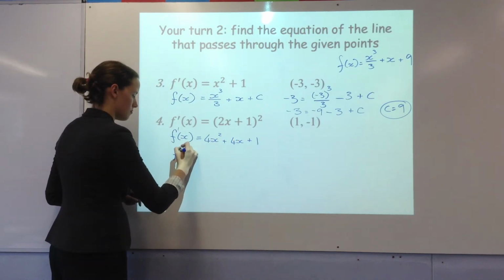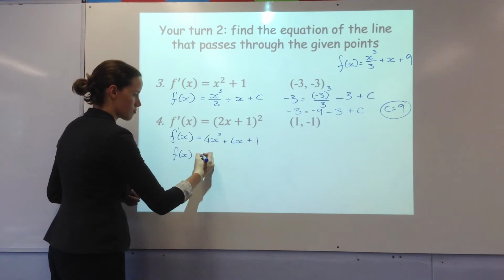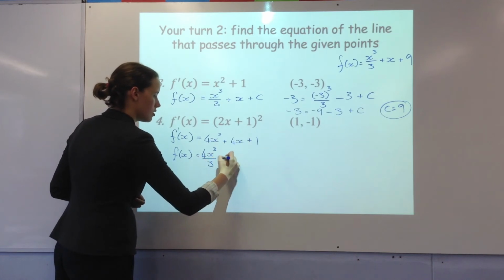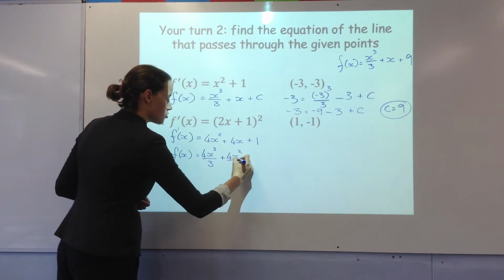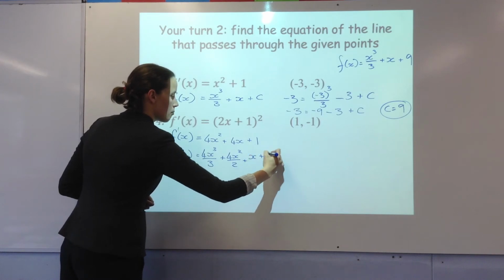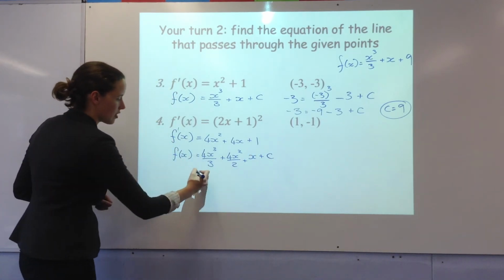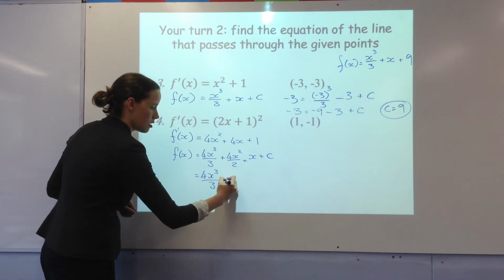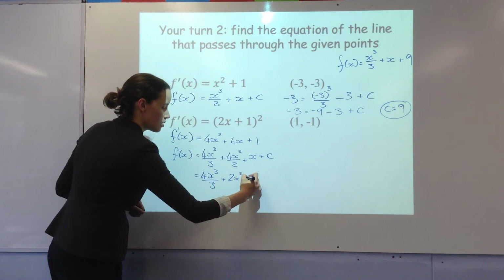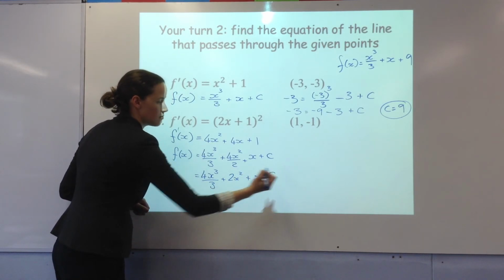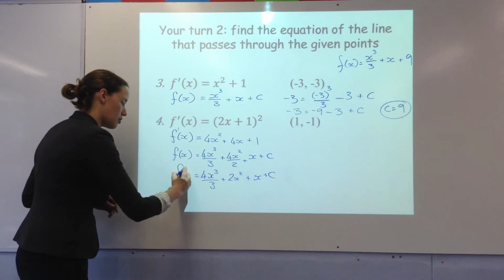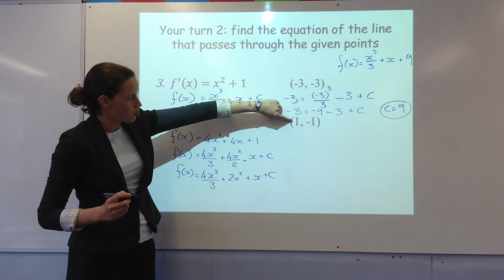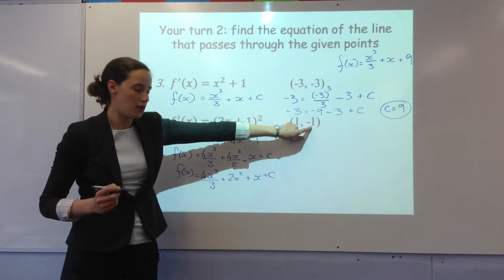Now let's integrate. That's going to be equal to 4x to the power of 3 all over 3 plus 4x squared over 2 plus x plus c. Okay, and we can simplify that a little bit. 4x to the power of 3 over 3 plus 2x squared plus x plus c. Okay, and what we need to do now is find out what that constant c is by substituting in. And we can see that when x is equal to 1, f of x is negative 1.